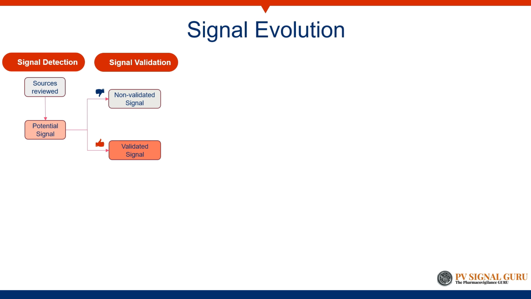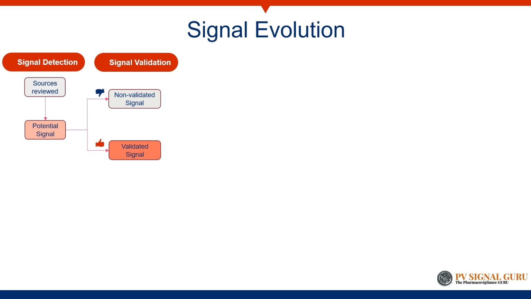So, what is a validated signal? A signal for which the signal validation process has verified that the available documentation contains sufficient evidence demonstrating the existence of a new potentially causal association or a new aspect of a known association, and therefore justifies further analysis of the signal.